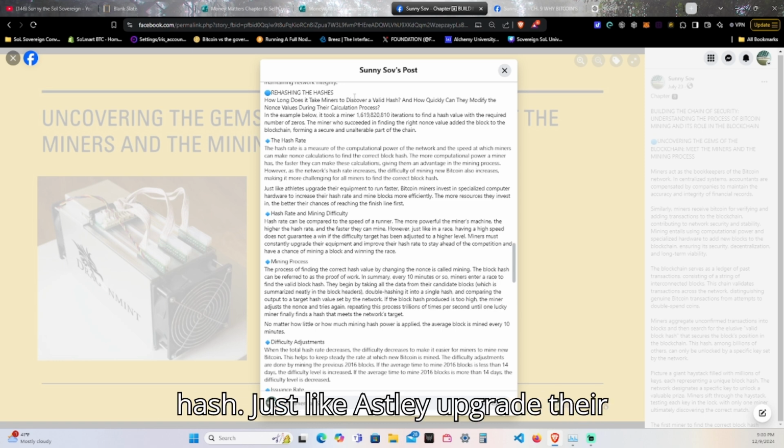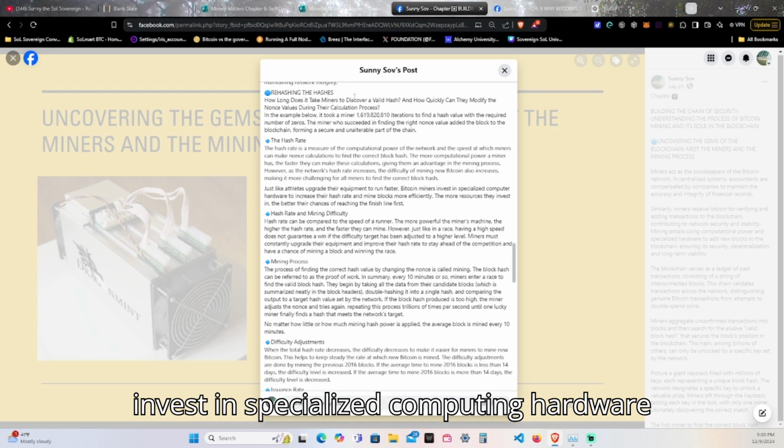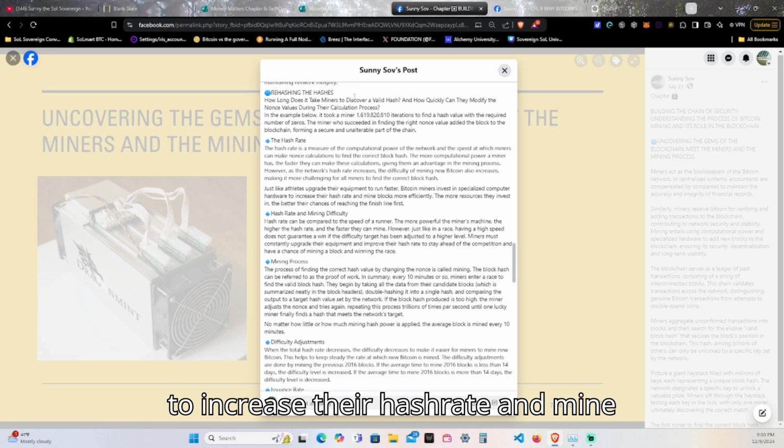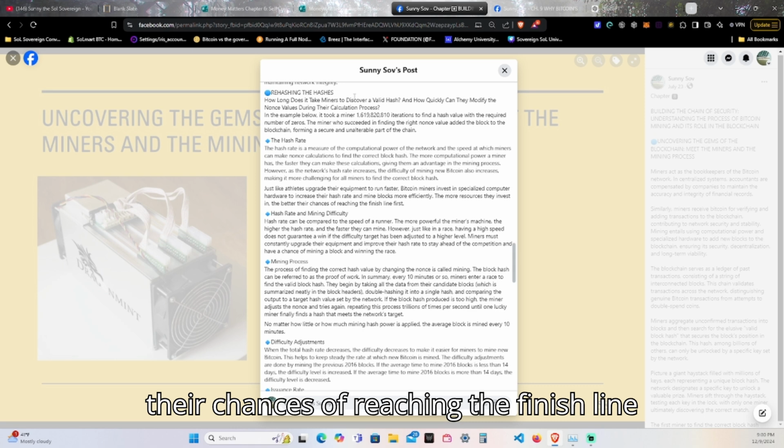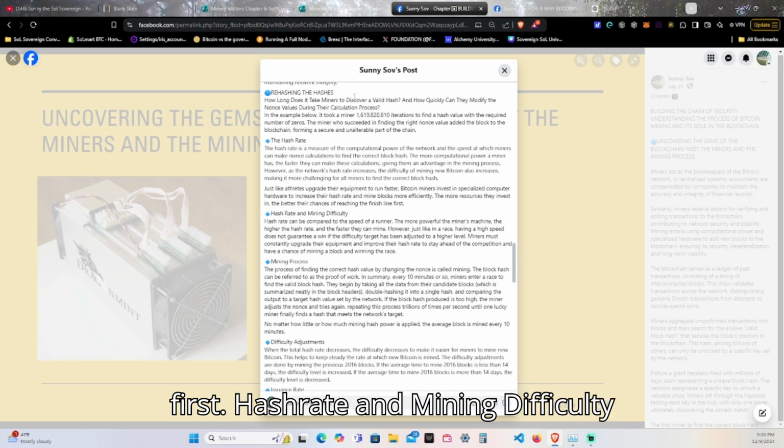Just like athletes upgrade their equipment to run faster, Bitcoin miners invest in specialized computing hardware to increase their hash rate and mine blocks more efficiently. The more resources they invest in, the better their chances of reaching the finish line first.